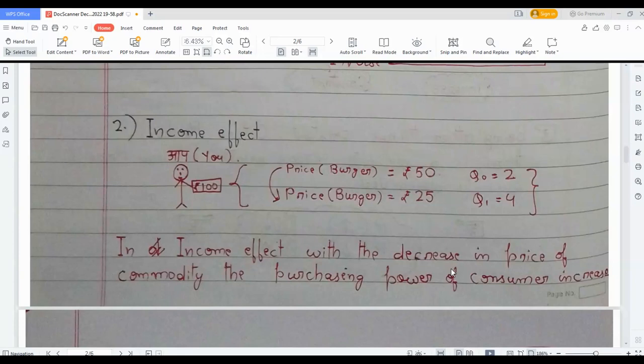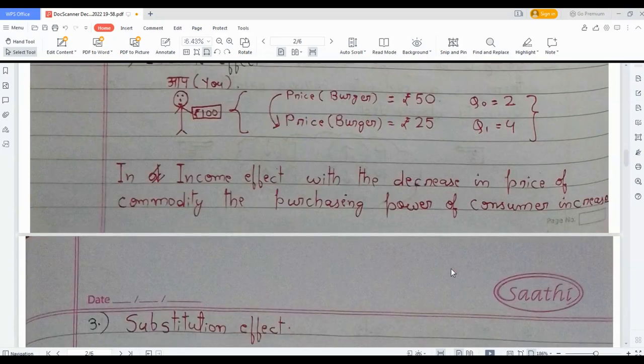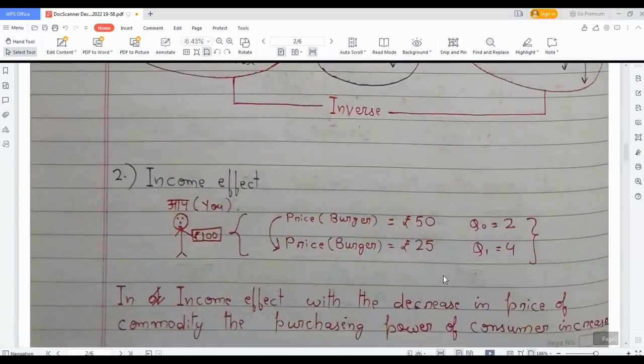In the income effect, let's see the definition. With a decrease in the price of the commodity, the purchasing power of the consumer increases. As the price of the commodity falls from 50 to 25, the purchasing power of the consumer increases, as he has only 100 rupees in his pocket, in which earlier he could get only two burgers at 50 rupees per unit, and now he can get four burgers at 25 rupees per unit. This shows that there is a definite inverse relationship between the price of a commodity and the quantity demanded of that commodity.